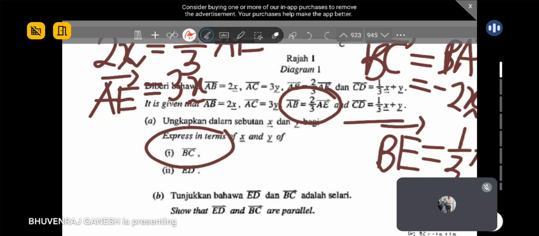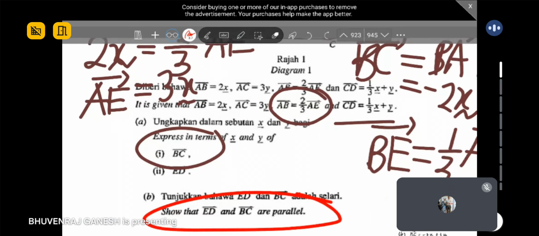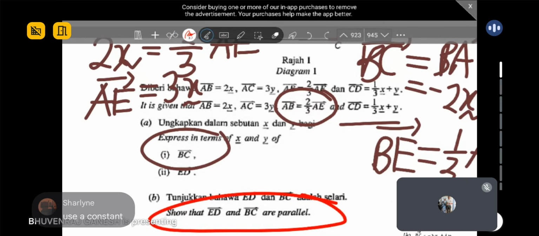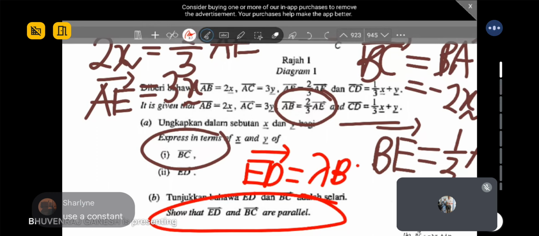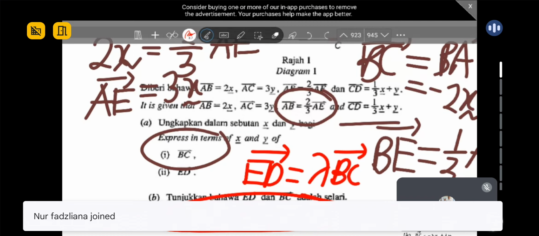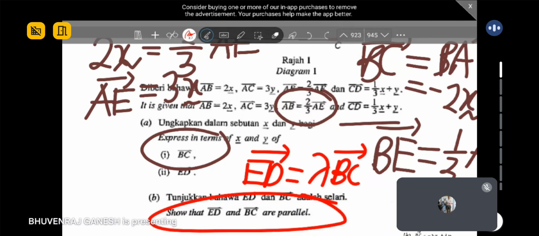Okay, guys, for question B, they say, show that ED and BC are parallel. Okay, so how to show they are parallel, guys? Apa rumus untuk selari? Okay, rumus dia adalah, yes, very good, Charlene. Use a constant. Okay, so what is the constant? It can be anything you like. You can put lambda, you can put k, anything, any letter you like. All right, so over here I use lambda. So guys, what value of lambda will make these two line parallel? Apa nilai lambda akan bagi dua-dua vektor ni selari?